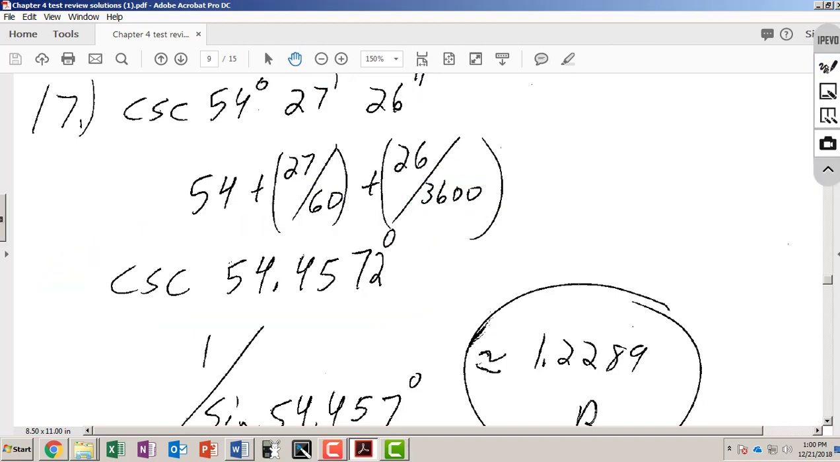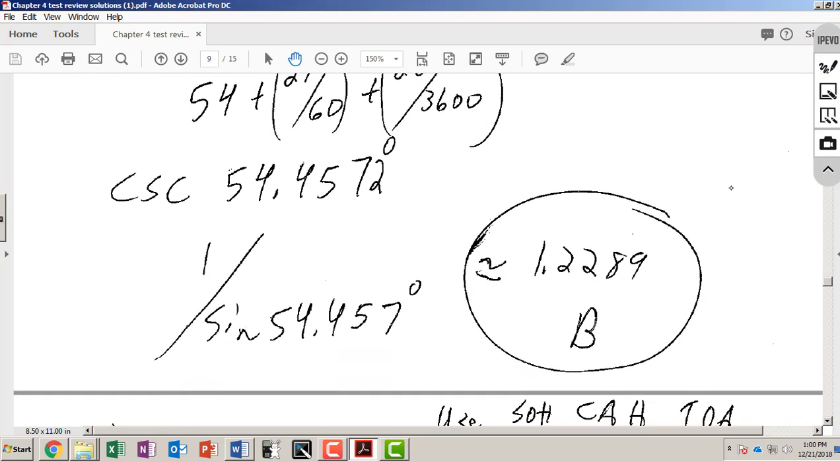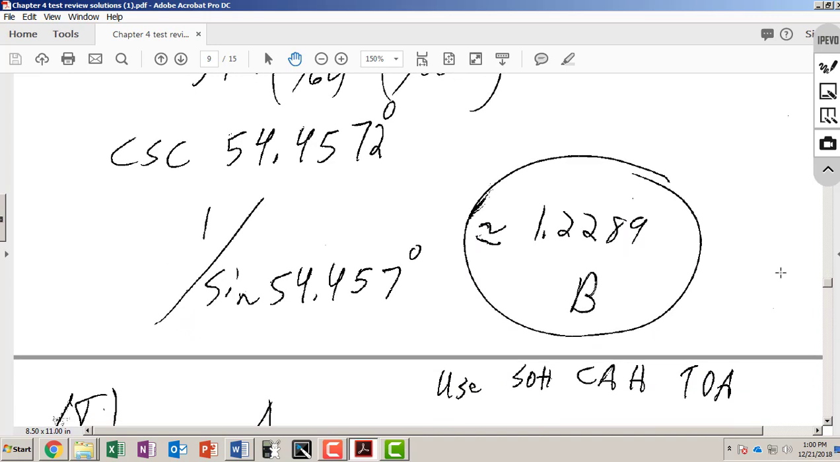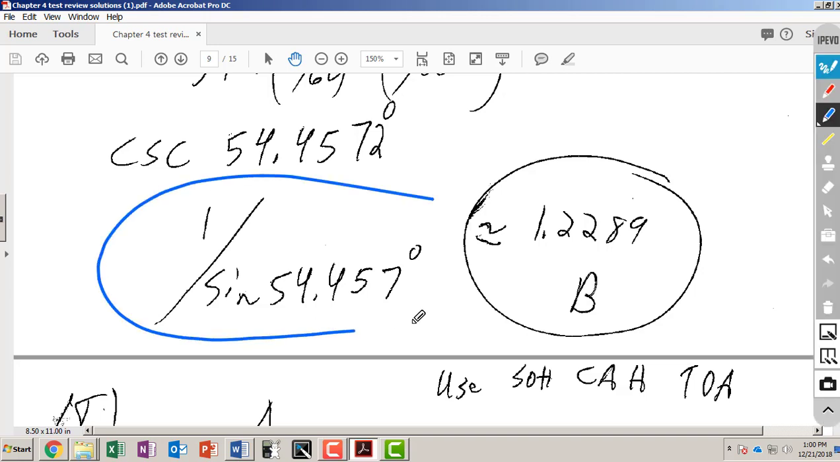Now the cosecant key is not on your calculator, so you have to use its reciprocal. So on this problem right here, I'm going to change this to 1 all over the sine of 54.457. The reason why I do this is because the sine is the reciprocal of the cosecant. So now you just use your calculator.